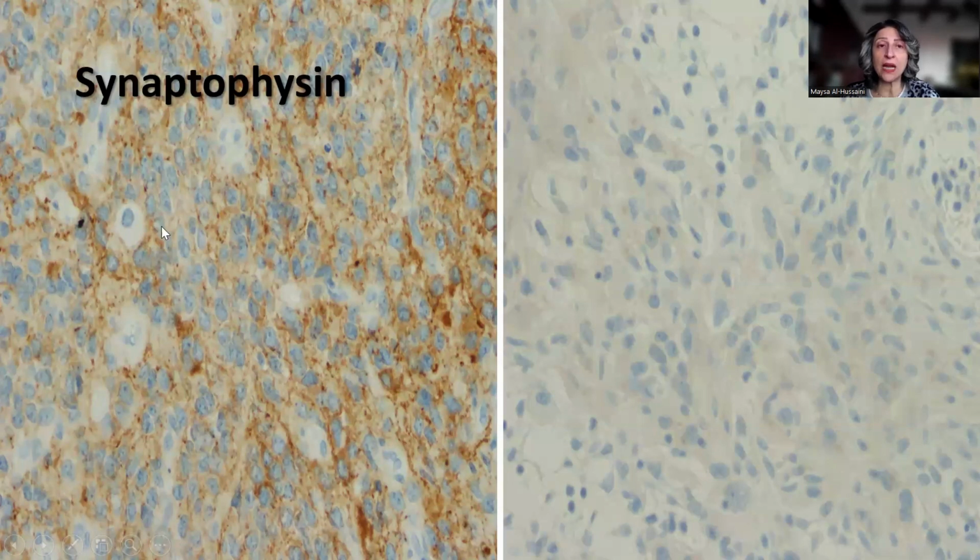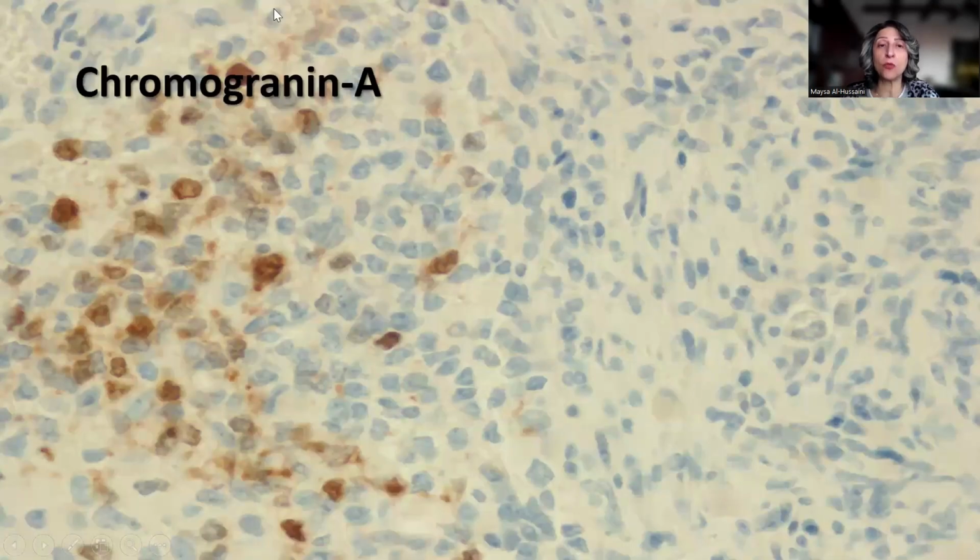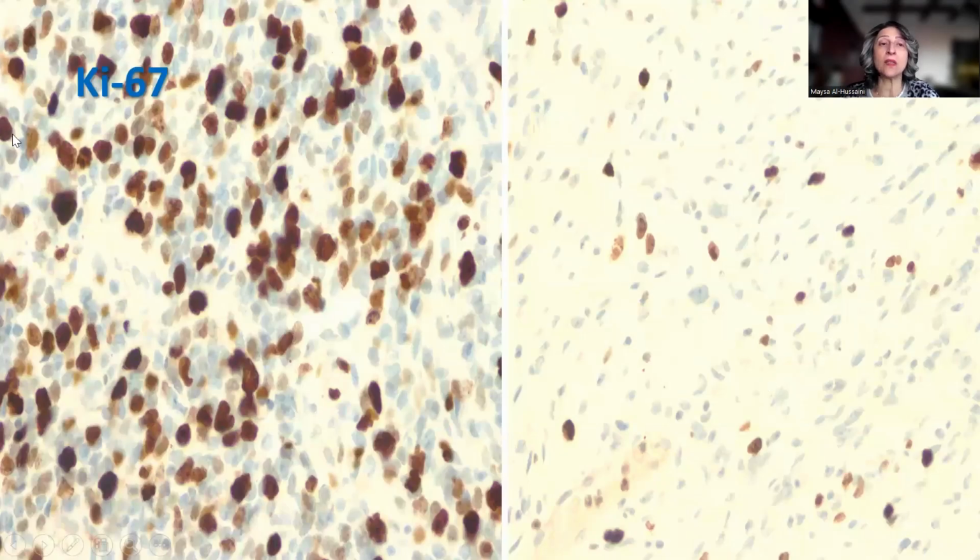Now, in contrast, the embryonal component shows the synaptophysin positivity because it's very much similar to the peripheral neuroblastoma, while the astrocytic component is completely negative. And again, chromogranin A is positive, patchy positivity in the embryonal component, while it's completely negative in the astrocytic component. And the Ki-67 proliferative index also contrasts between both components.